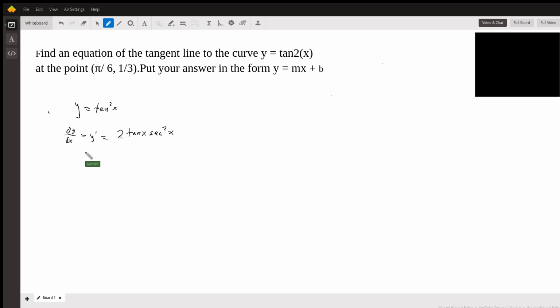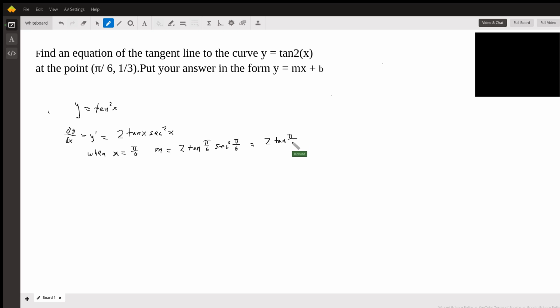So let's continue finding the slope. And we want to know the slope when x is equal to pi over 6. So I'm just going to call it m now because we're after the slope. It's going to be 2 tangent pi over 6 times the secant squared pi over 6. So this is going to be 2 tangent pi over 6.